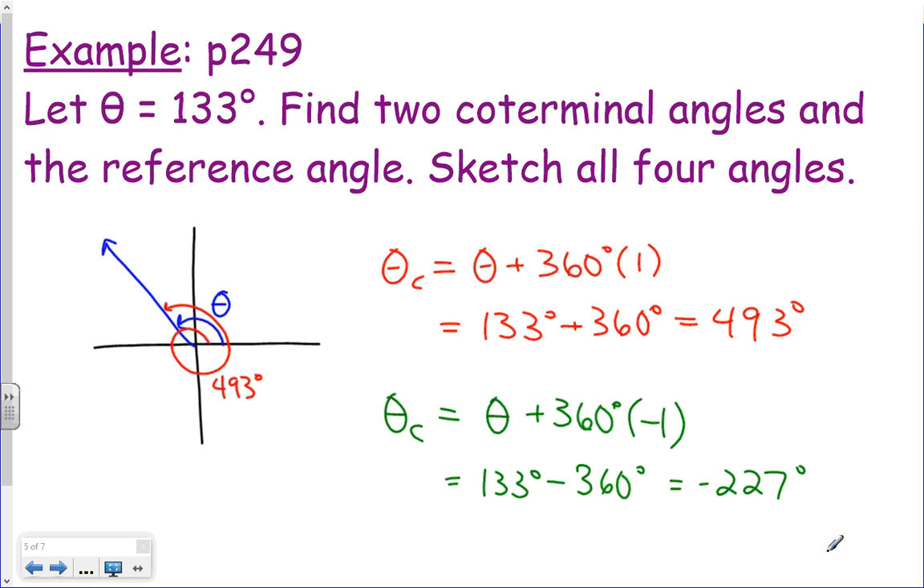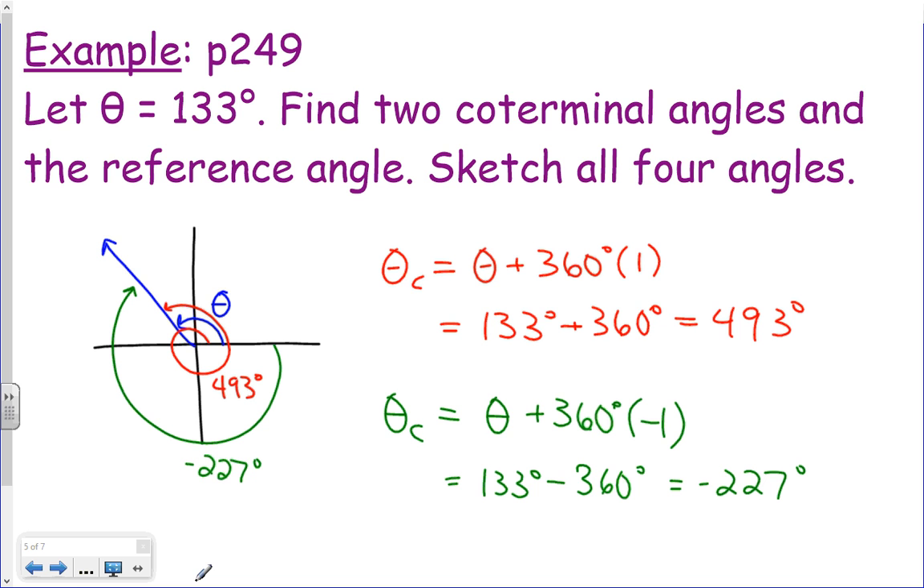Negative 227. So what is that angle? Well, that's negative, so that tells me I'm headed in a clockwise direction. And it's going to be between negative 180 and negative 270. Again, that's in the second quadrant. That's not quite the angle we sketched before, but it's close to it. That would be this angle right here. That's a negative 227. Okay?